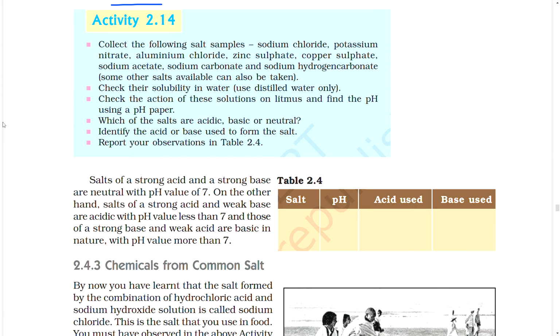Salts of a strong acid and a strong base are neutral with pH value of 7. On the other hand, salts of a strong acid and weak base are acidic with pH values less than 7, and those of a strong base and weak acid are basic in nature with pH value more than 7. Table: salt, pH, acid used, base used. Comment this.